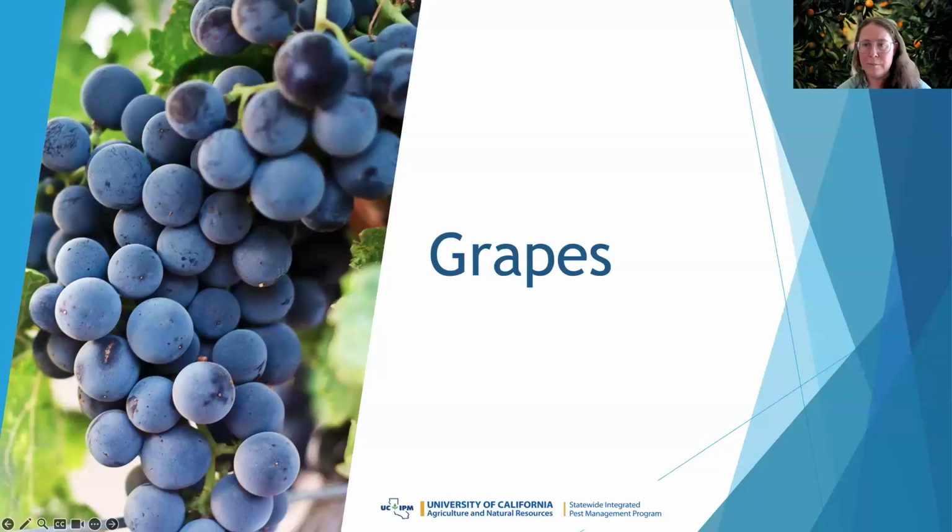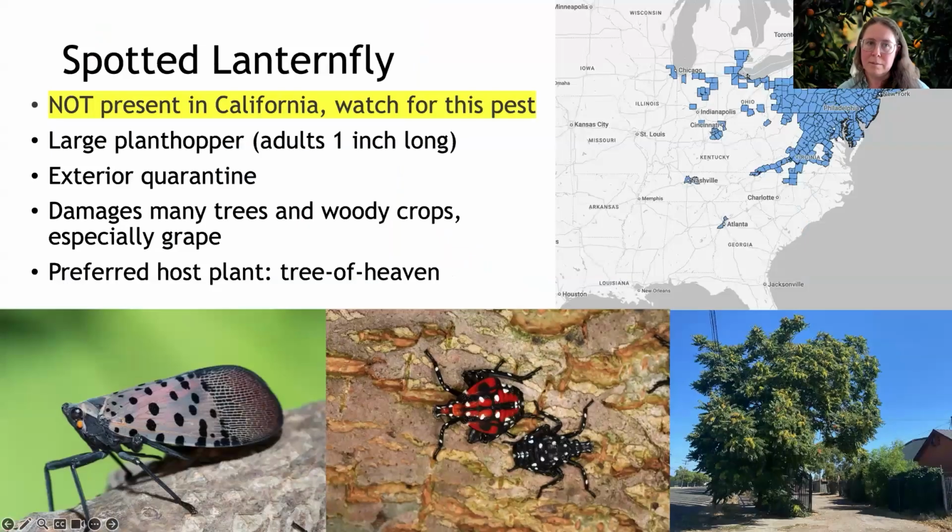Moving on to invasive pests that attack grapevines. The first one we're going to talk about is the spotted lanternfly, which is a large, showy plant hopper species. This pest is not in California, but it's an important insect to keep an eye out for. It's under an external quarantine in California, which means that there are measures being taken to prevent the introduction of this pest into our state.